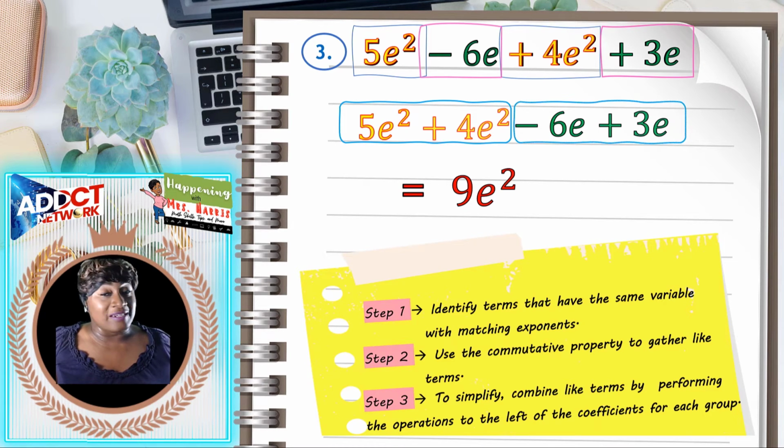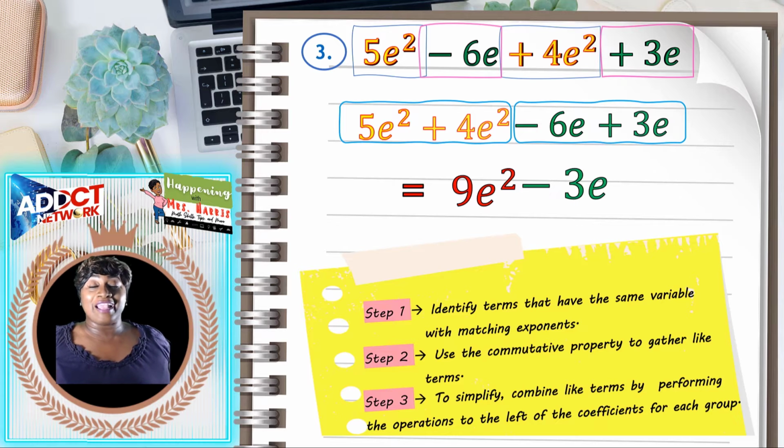Now, for the next group, we have negative 6e plus 3e. We already established they both have the variable e. Therefore, we will look at the operations on the left side of each coefficient. The 6 has a minus sign. That minus sign will be converted to a negative. We will read this as negative 6 plus 3. So the negative 6 coefficient will be added to the 3 coefficient. Therefore, negative 6 plus 3 equals negative 3. But we will write it as minus 3. And be sure to keep the e.